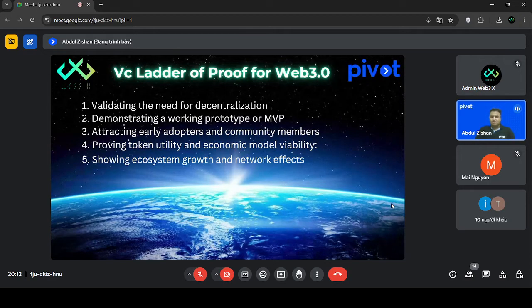So as the project matures, VCs will look for signs of a flourishing ecosystem. This will be achieved with the right kind of partnerships and whatnot. So remember that progress through these stages isn't always linear. You might find yourself revisiting and refining earlier stages as you go.